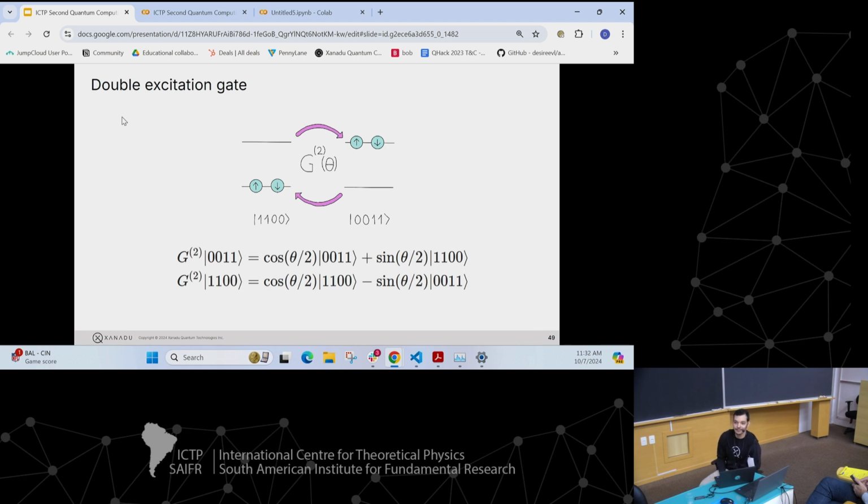Yeah, you can think of it as that. It's basically telling you the Hartree-Fock state isn't good enough. You need a little bit of this spin orbital as well.